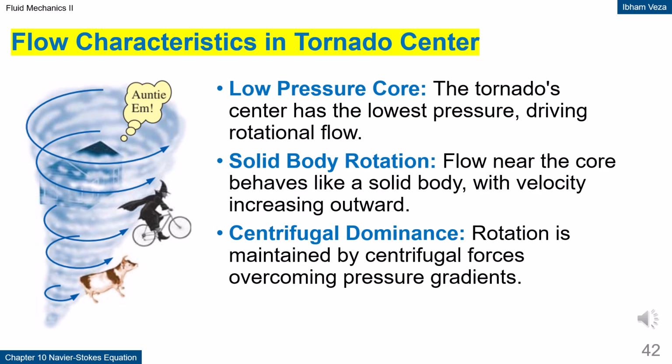Flow characteristics in tornado center. At the center of a tornado, the pressure reaches its lowest value, driving a strong rotating flow. In this region, the flow is often modeled as solid body rotation. The velocity increases as the distance from the core increases. Centrifugal force becomes the main mechanism that maintains the rotating flow structure. This structure explains why the tornado core is dynamically stable.